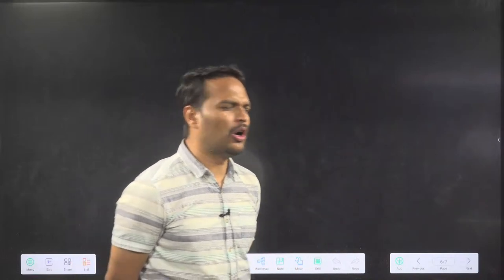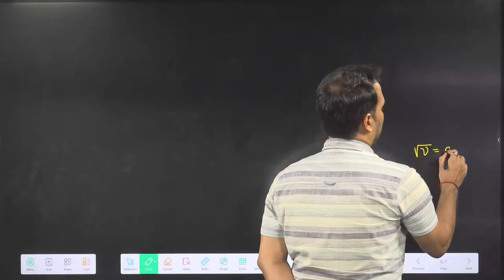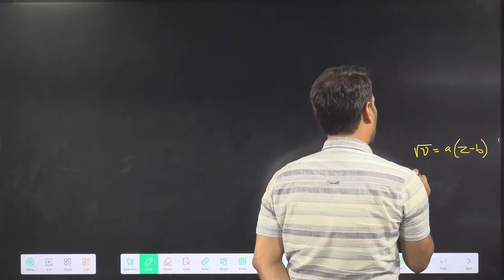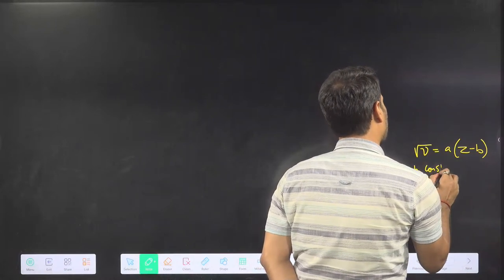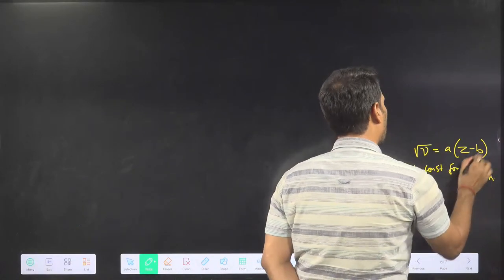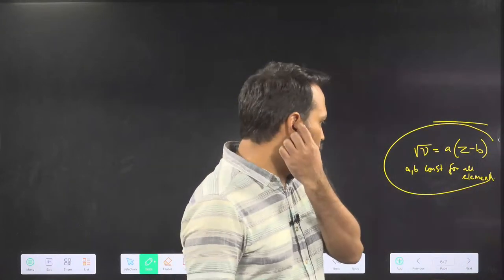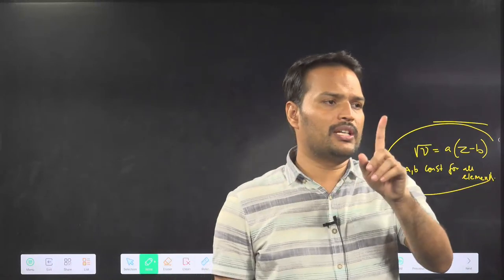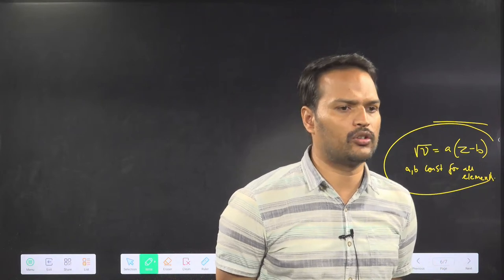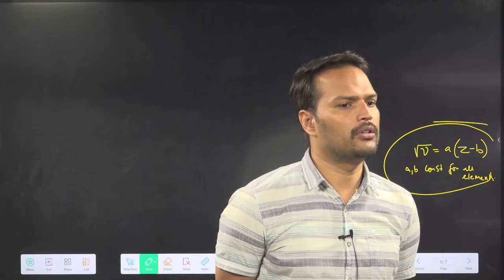The Moseley equation. Although we don't require it, the equation is like this: root nu equals A(Z minus B), where A and B are constants for all the elements. Although it is not required and you can ignore it, they will ask only one thing: which line, the straight line drawn between root nu and atomic number.